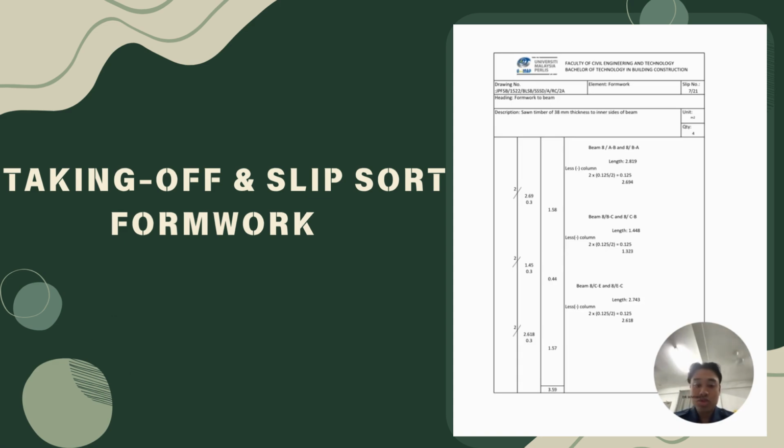So the two beams just now we put at the left column, 2 units, 2.69 total length. Then we need to times with the depth 0.3. Then we will get 1.58.